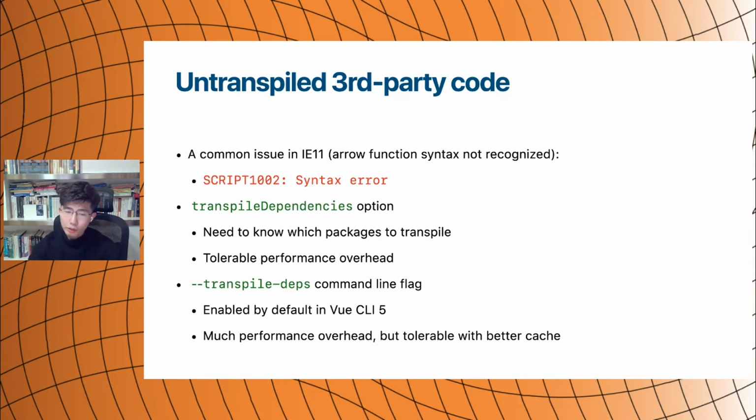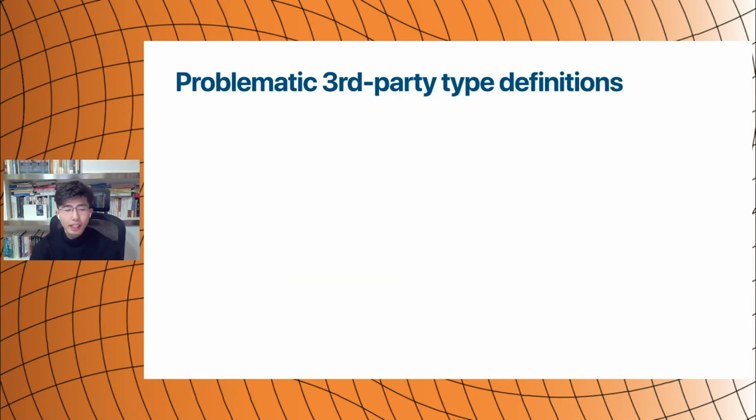That's why we only introduced this flag in CLI 5, because it uses Webpack 5 and has those performance improvements. The other type of problem caused by third-party code is the problematic third-party type definitions.